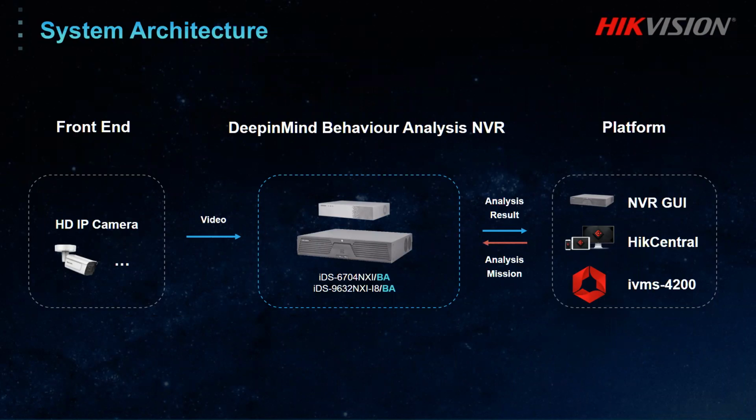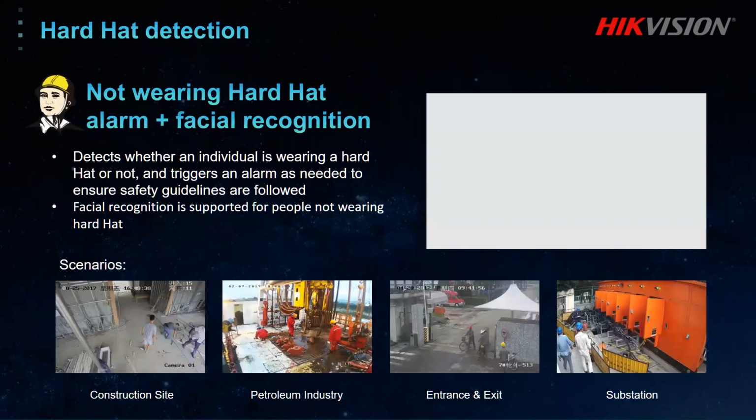So the architecture for this kind of setup would be as follows. HD IP camera, preferably a DeepinView camera, a behavioral analysis NVR, one with the BA in the part code, and then a viewing platform, either the NVR output or a VMS, like iVMS or HikCentral, to glue it all together. This gives the best visible results and provides things like reporting features and graphical displays.